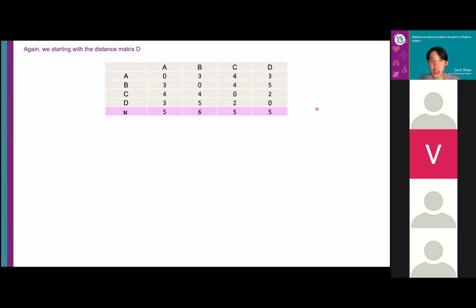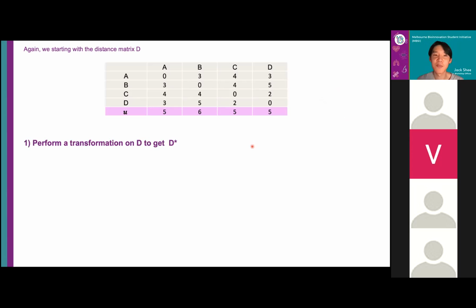So with the neighbor joining algorithm, the key idea is that we start off the same with the distance matrix. Well, let me just get rid of this chat box, and I can't get rid of it. Sorry. Cannot. Nope. Okay. Sorry. Okay, there we go.